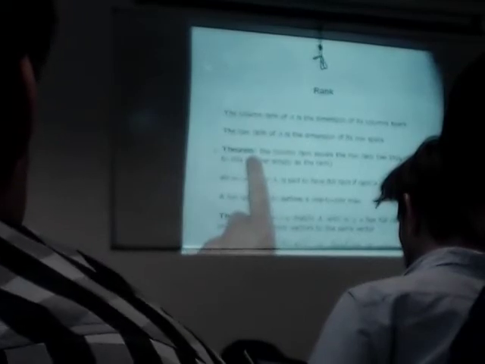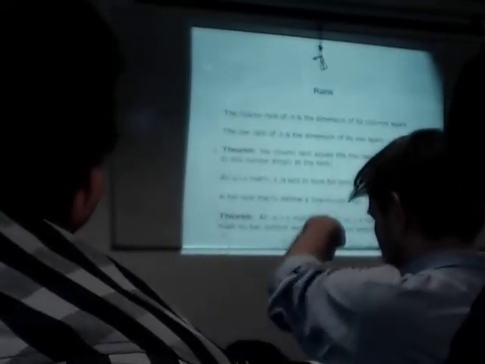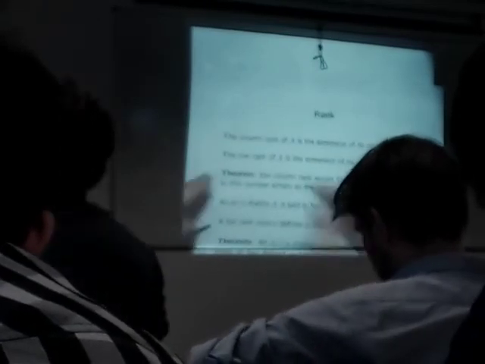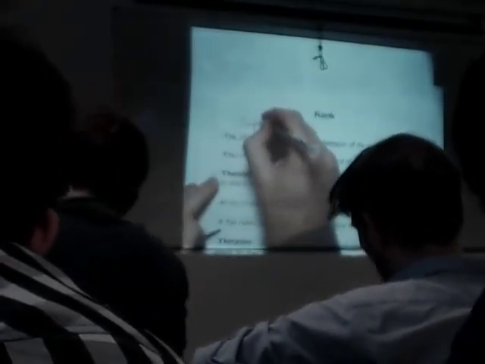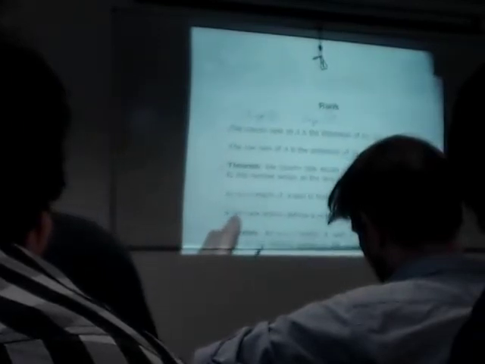There is a theorem which says that the column rank is equal to the row rank. The dimension of the column space is equal to the dimension of the row space. The column space is the range of A, and the row space we can also think of as the range of A transpose. The dimension of these two spaces is the same.